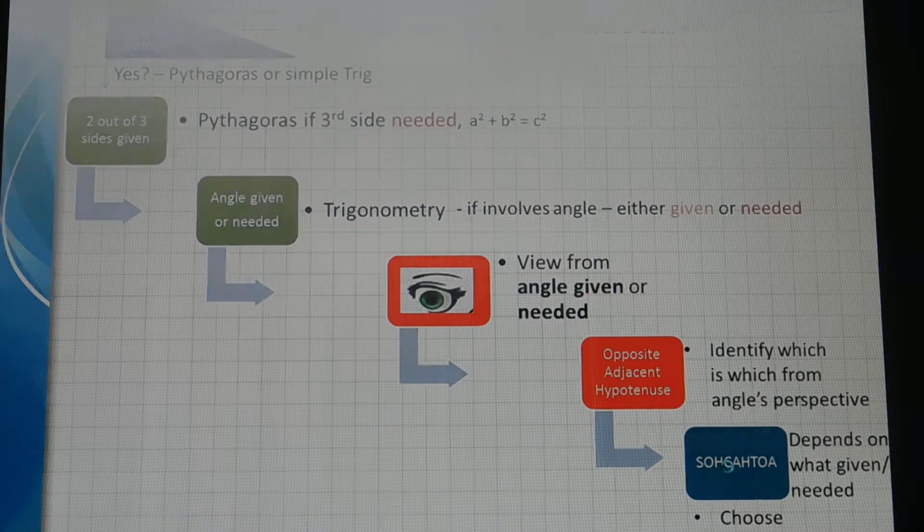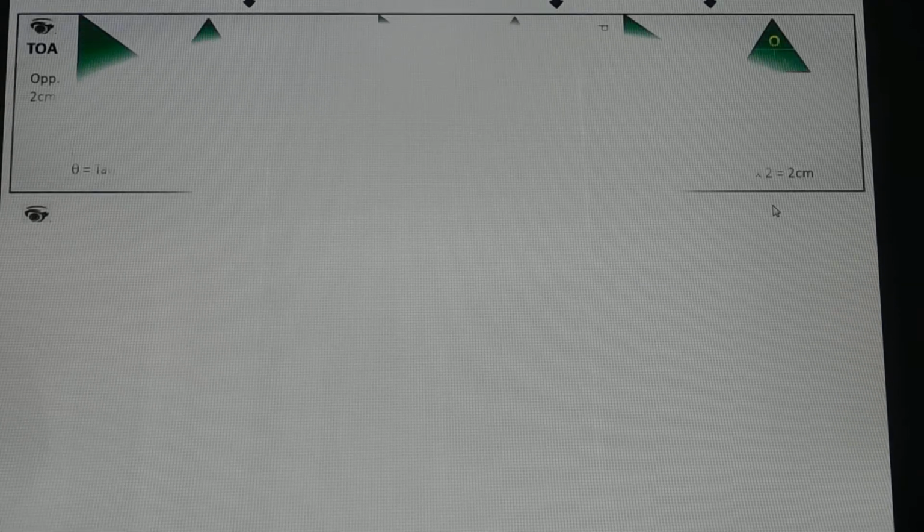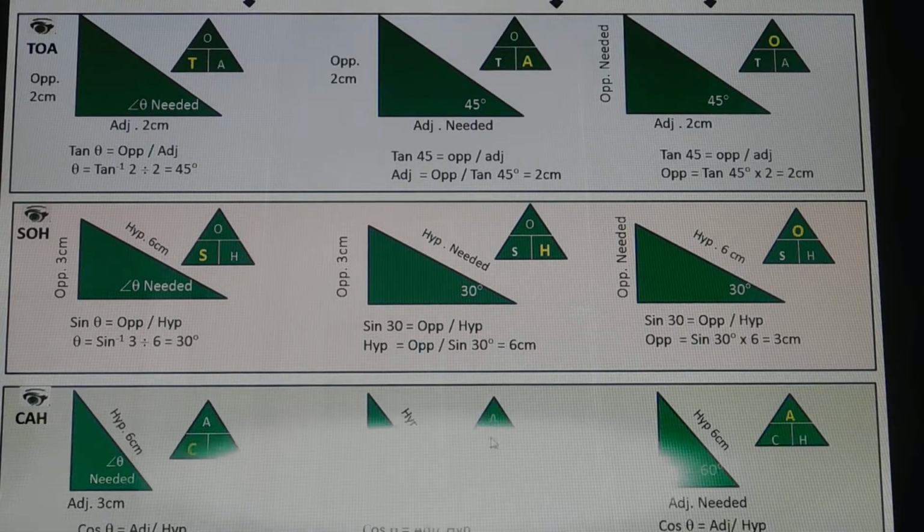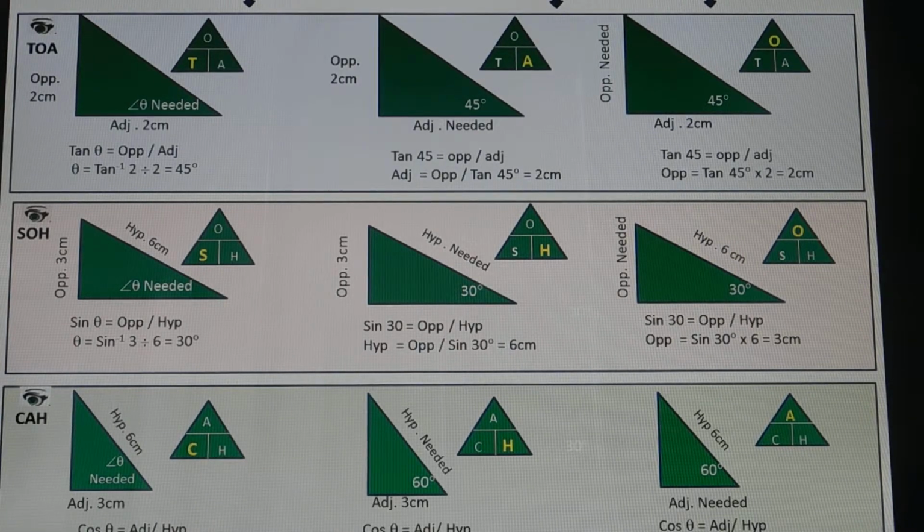Well, the next slide will show you, if you decided it's trigonometry, you need an angle on this side or on your side on this part of the slide. We gradually go down through TOA, SOH, and then finally to CAH, giving examples in each case of how you do a typical problem.